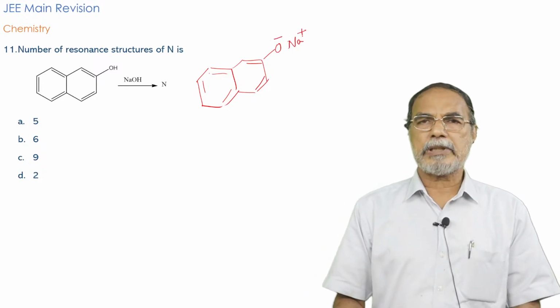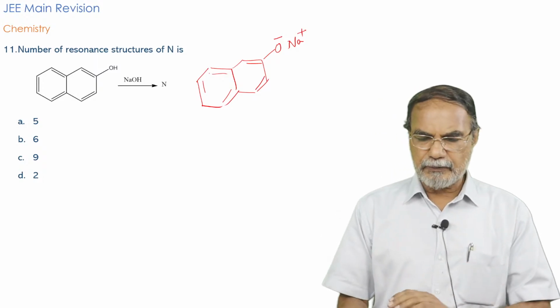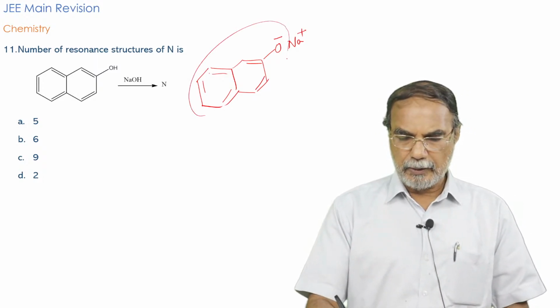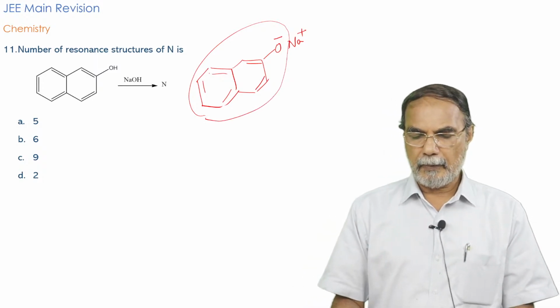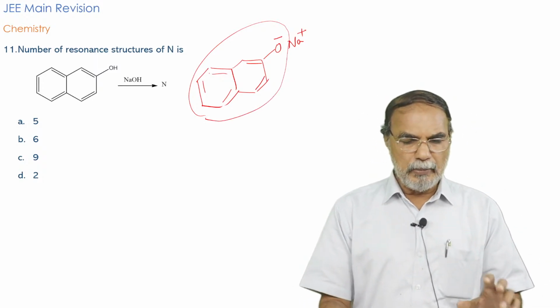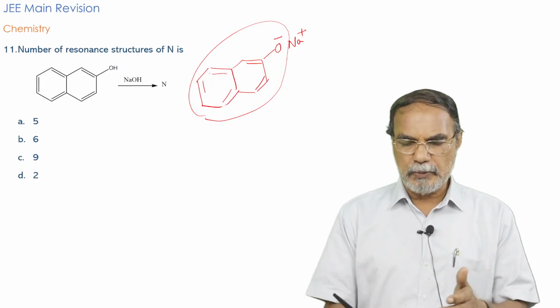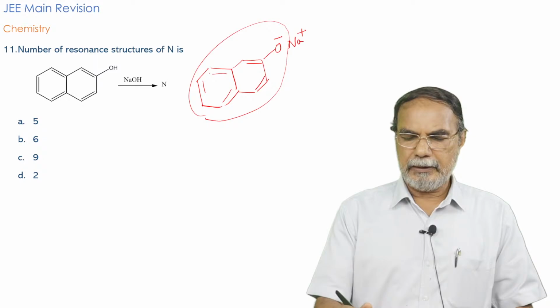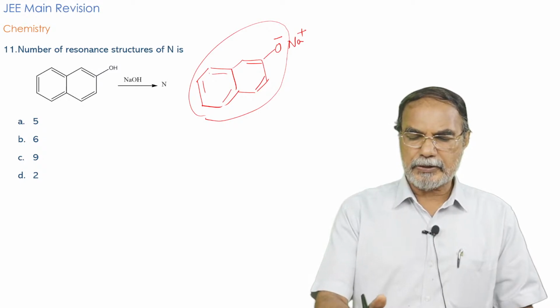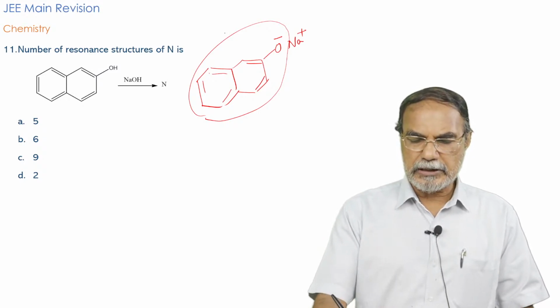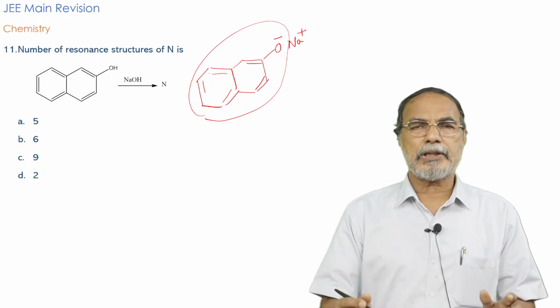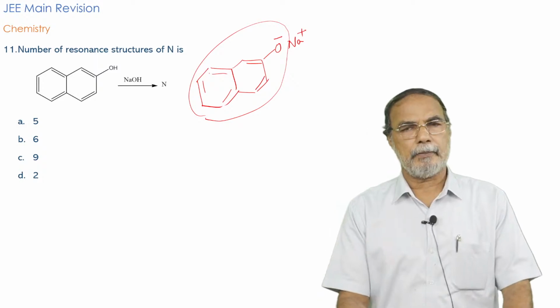The phenolic group is acidic, and therefore on reaction with NaOH it remains as the salt. So this is the ion, this is the ion. So the question is, how many resonance structures are possible for this ion? Because the Na plus is only remaining as a salt here. So the resonance structures are for the anion of this salt. So how many resonance structures are possible is the question.